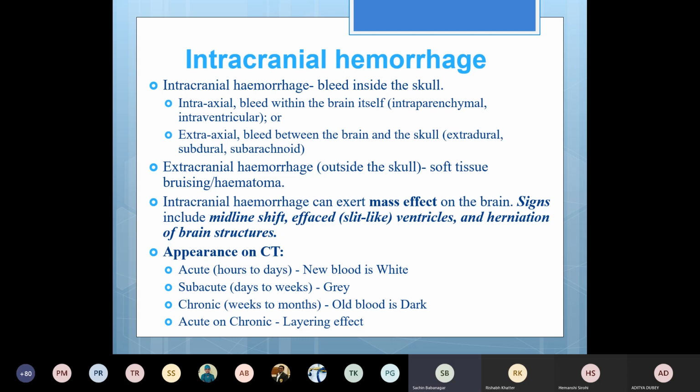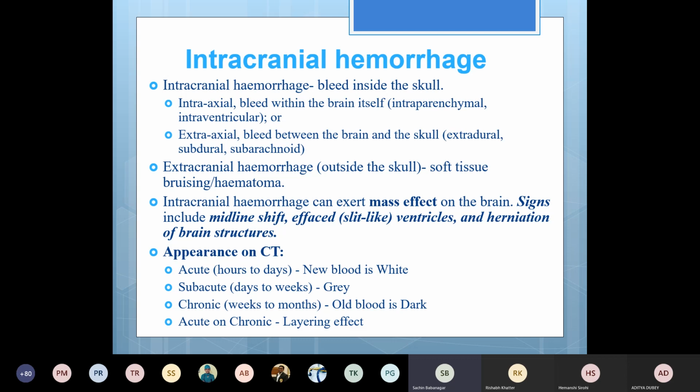And extracranial is when you have soft tissue hematoma outside the skull, like a scalp hematoma, all that. Then intracranial hemorrhage, why we need to look out for this is because they exert a lot of mass effect and they can affect the prognosis of the patient very quickly. So it's important to identify and treat the patient soon. Signs of midline shift, effaced ventricles, and herniation of brain structures help us to identify that there is a significant mass effect.